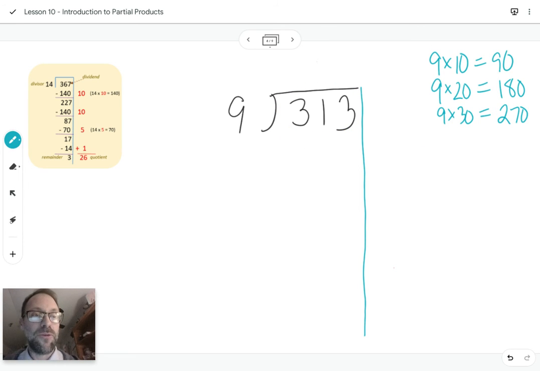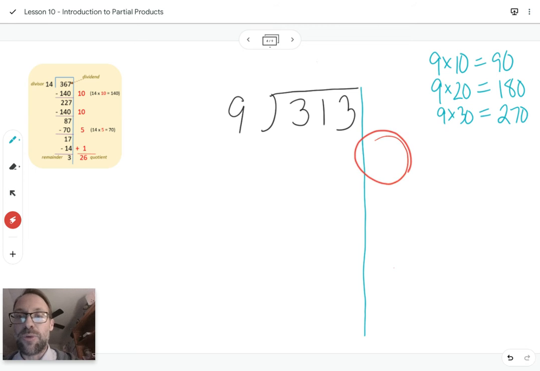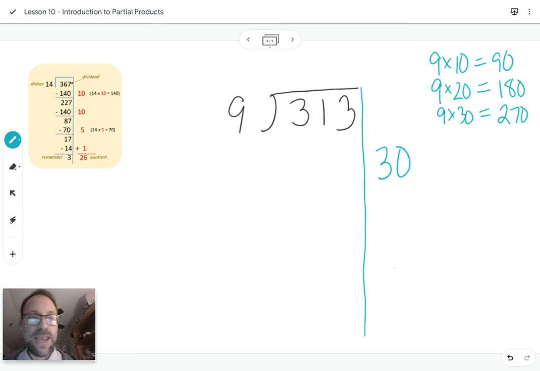So what are we going to write over here in our partial quotients line? Do you know? Yep, you got it. We're going to write 30. 30 groups of 9. That's our first partial quotient, our first part of the answer. And now we're going to multiply 30 times 9, which we've done right here. So I can just copy this product, 270, underneath the 313. And I'm going to make sure my place values are lined up.